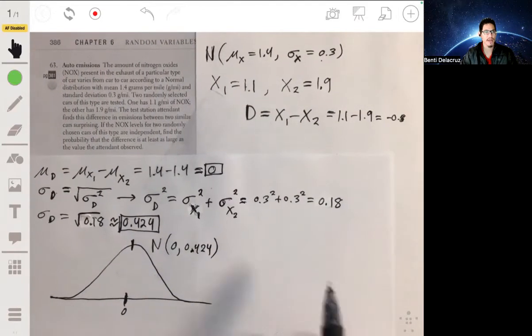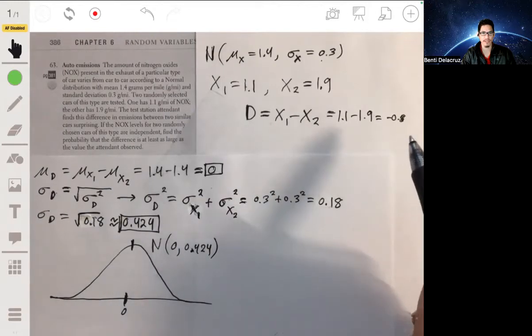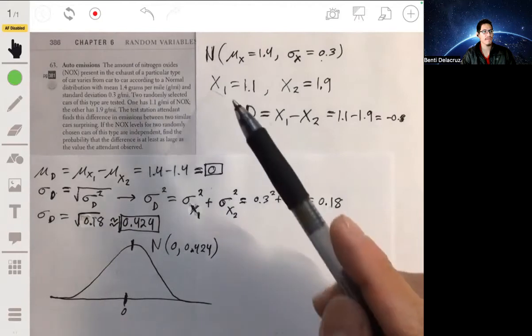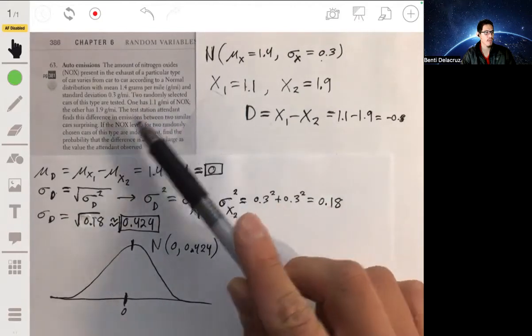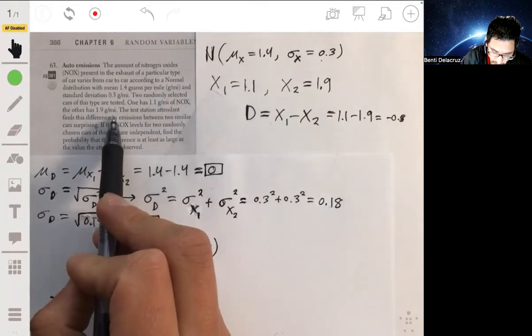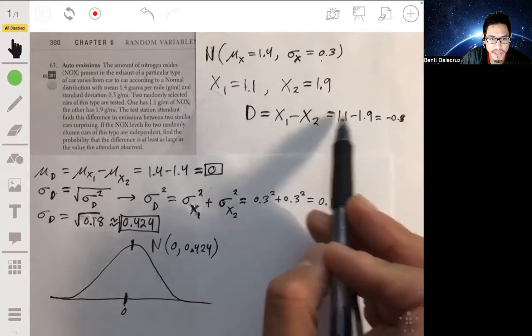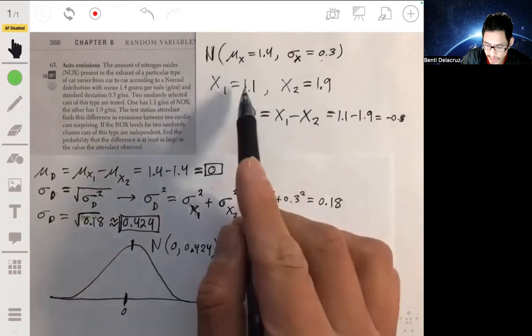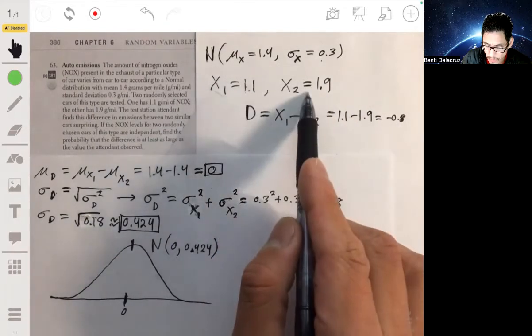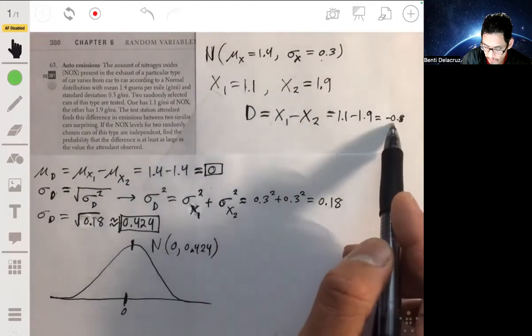Now this is where you want to think. Well, you always got to be thinking, but this is where you really have to make sure you catch on to this. Remember, you're trying to find the odds of getting a difference this large or larger. This difference is just how far these values are away from each other. Remember, I just picked to do x1 minus x2. You could have done x2 minus x1 and got positive 0.8.